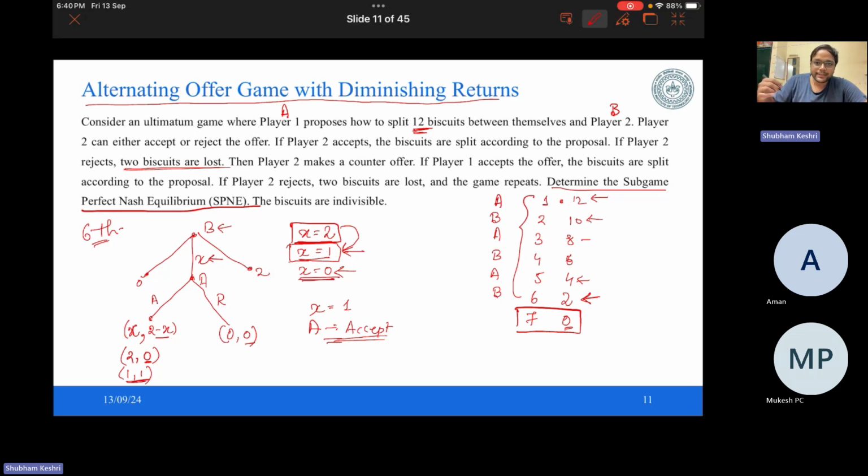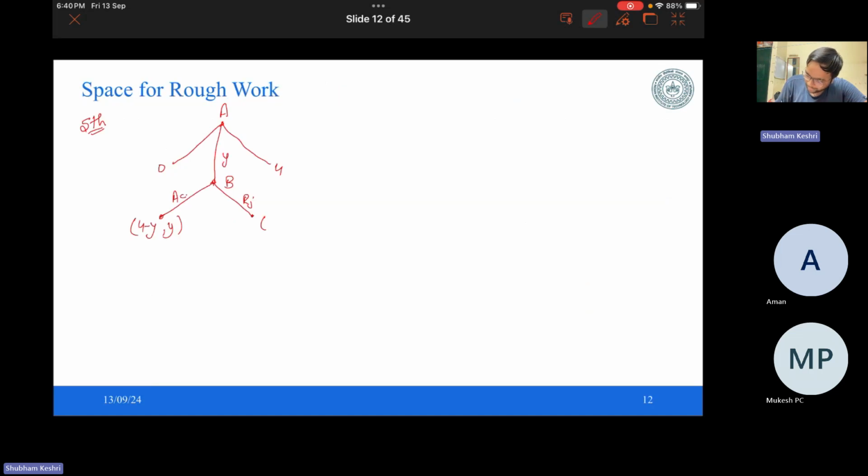Because if he rejects, then player B can make another offer. And what is the utility? It is 1 comma 1. Alright, not 0 comma 0. Right? Yeah. So over here, what is the value of y then? For this subgame, what is the value of y such that it is a subgame perfect Nash equilibrium?